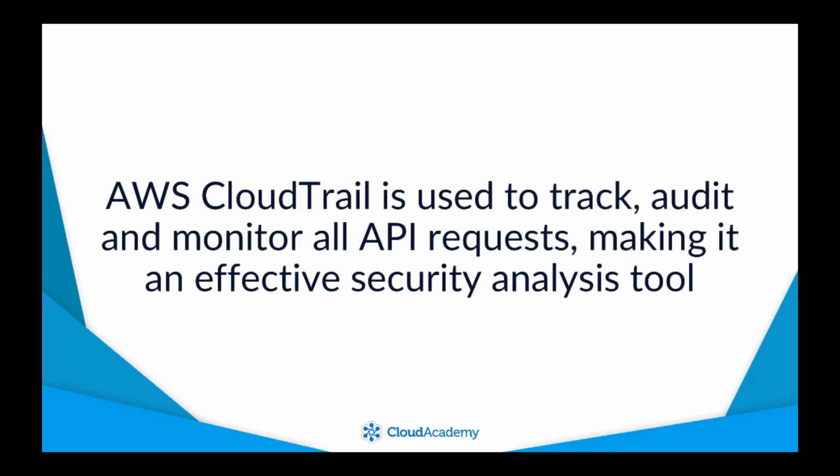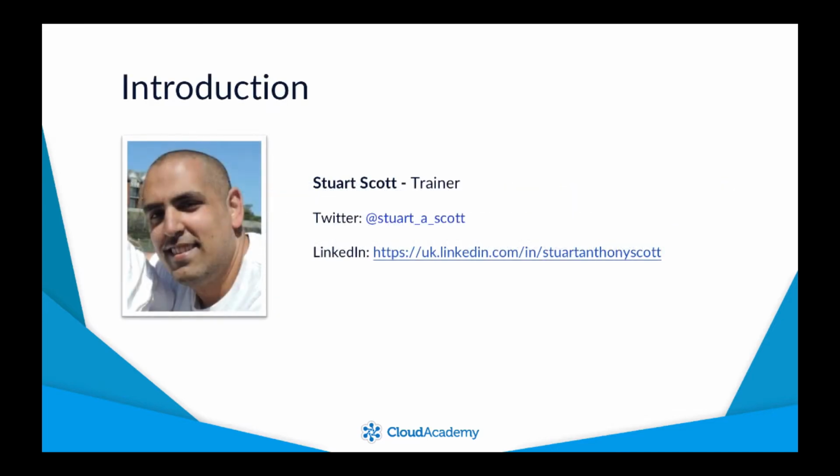AWS CloudTrail is a powerful service that is used to track, audit and monitor all API requests made in your AWS account, making it an effective security analysis tool, and so it's worth understanding exactly what it is and what it can do. Before we start, I'd like to introduce myself.